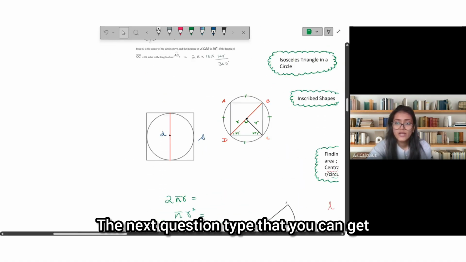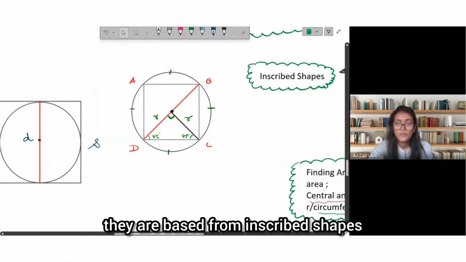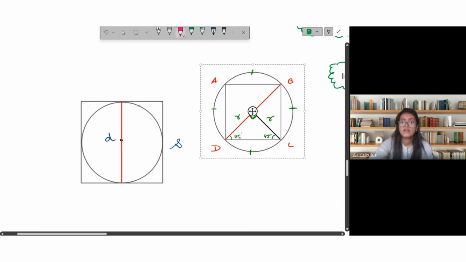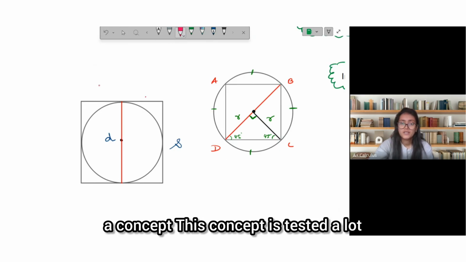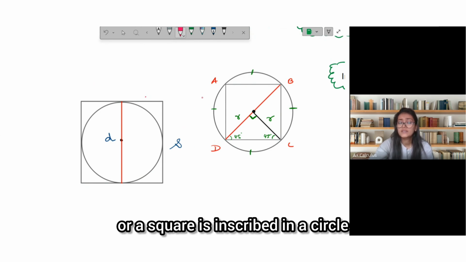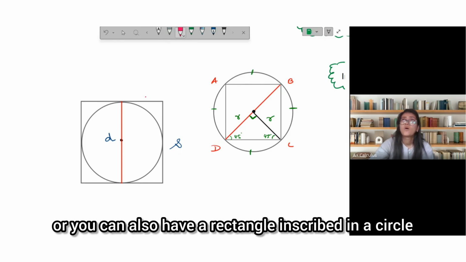The next question type that you can get is based on inscribed shapes. Now, I've not taken an exact question, but a concept. This concept is tested a lot. When a circle is inscribed inside a square, or a square is inscribed in a circle, or you can also have a rectangle inscribed in a circle.